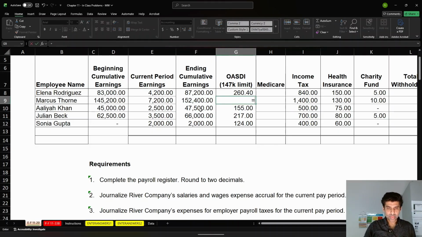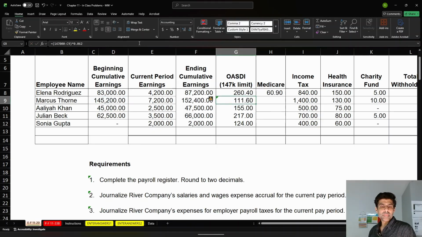Okay, so the OASDI amount here is, again, 147,000 minus this starting amount, that times 6.2%. Because again, they've been already paying OASDI from 0 through 145,200 on their full paycheck. It's just now they're crossing over that limit, so they're only going to pay OASDI on that incremental amount. They've paid more over the life of the year because they've earned more, right? It's just now that since OASDI is subject to that limit, they're only paying on part of their paycheck.